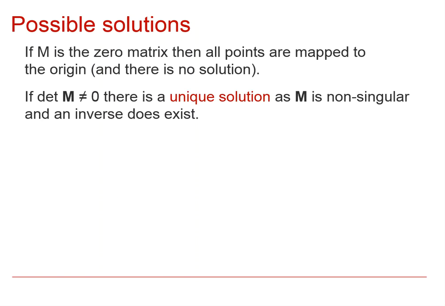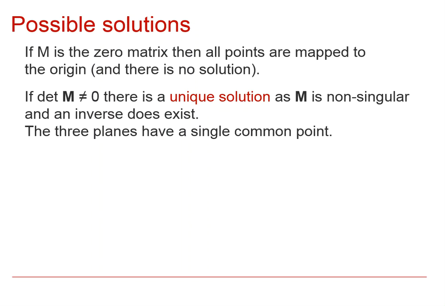If the determinant of M is not equal to 0, there is a unique solution, just like when we did 2 simultaneous equations, because it means that M is non-singular and an inverse does exist. These 3 planes will have a single common point, as we saw in the previous video.